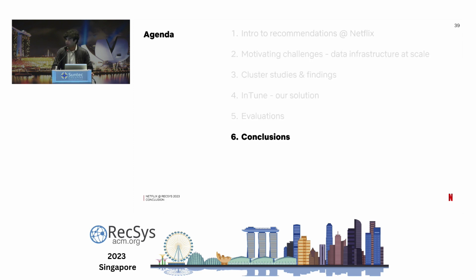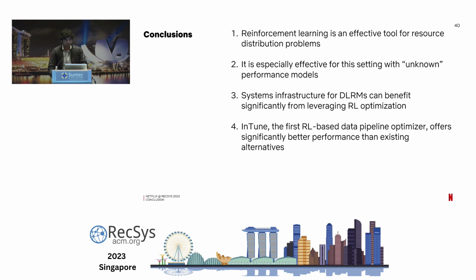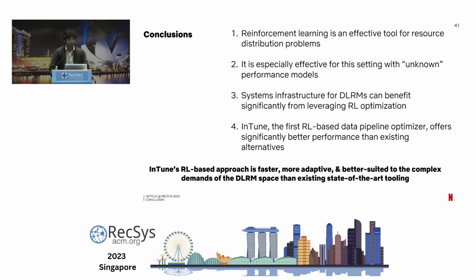So what can we take away from this study? First of all, we can see that reinforcement learning turns out to be an effective tool for these resource distribution problems, especially in situations where the pipeline is user-defined and we're treating these as black box performance models. We don't have theoretical principles about how the pipeline performs up front. We also see a new avenue for reinforcement learning to be applied to improve recommendations, the system infrastructure side for DLRMs. In fact, we saw that with InTune, applying reinforcement learning to this problem space, we're able to produce a faster, more adaptive solution that's better suited to the needs of DLRM training.